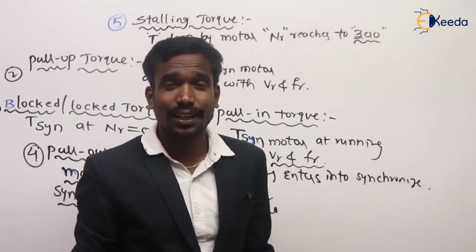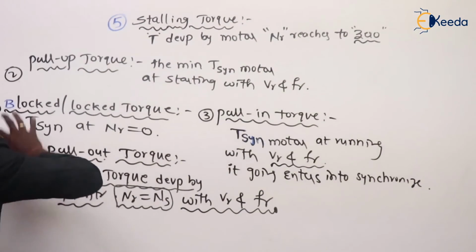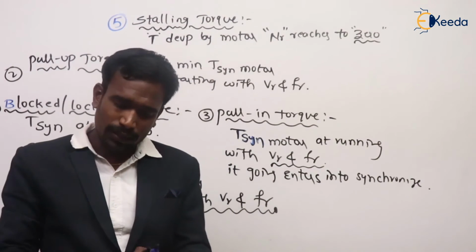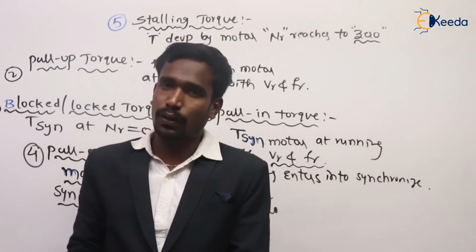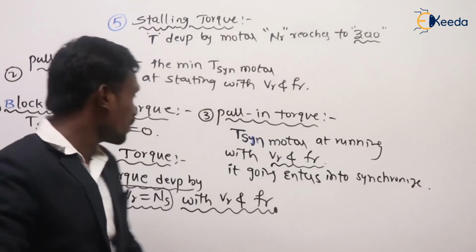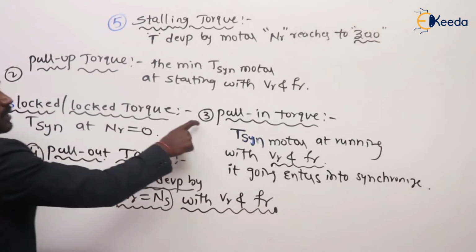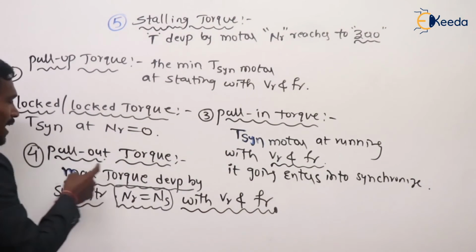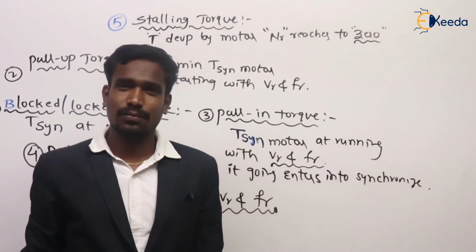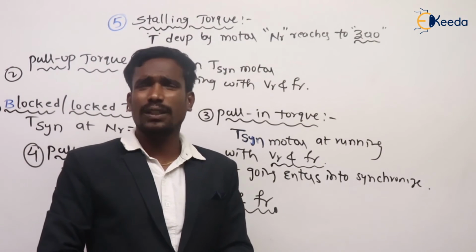Is it okay? These are actually the different torques in our motors. What is blocked torque or locked torque? Pull-up torque. You should remember this sequence. First, locked torque or blocked torque. Next, pull-up torque. Second, third, pull-in torque. And fourth, pull-out torque. This four-part sequence is important. Okay? So these are the different definitions.